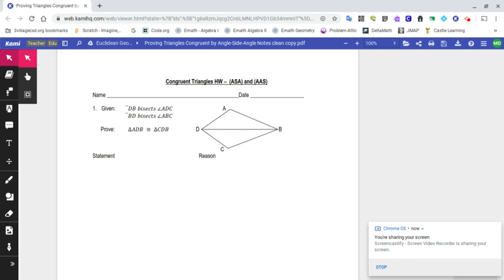I'm going to go through the solutions to this homework, the angle side angle and angle angle side. Again, most of you are doing a great job. Some of you need to keep watching these videos and seeing how these proofs have to be structured and the way they need to be laid out with numbers and the way the reasons need to be worded and things like that.